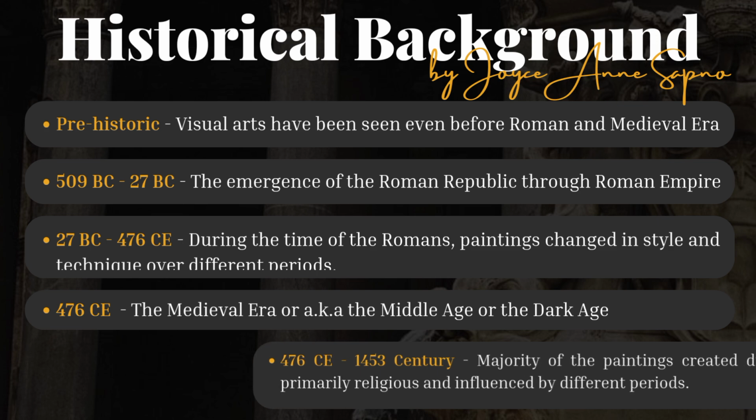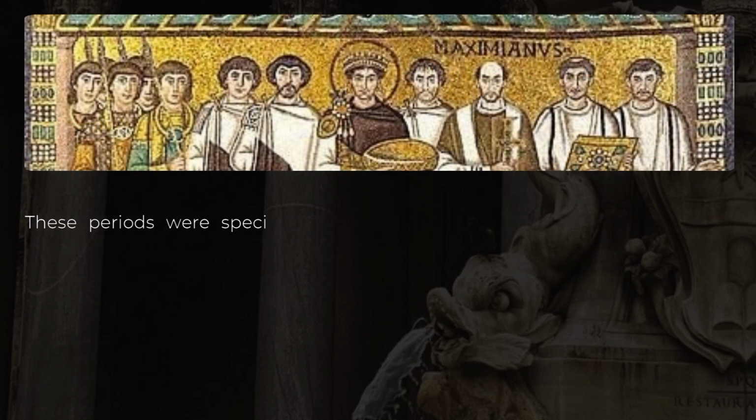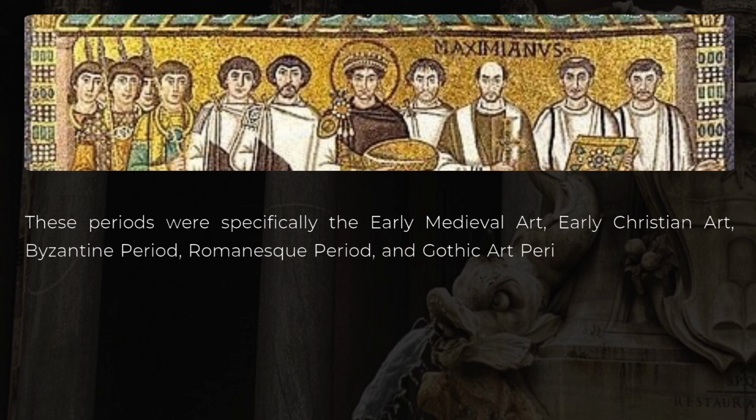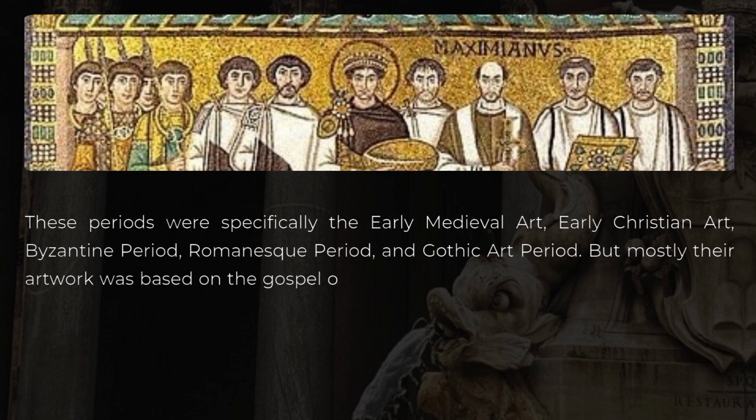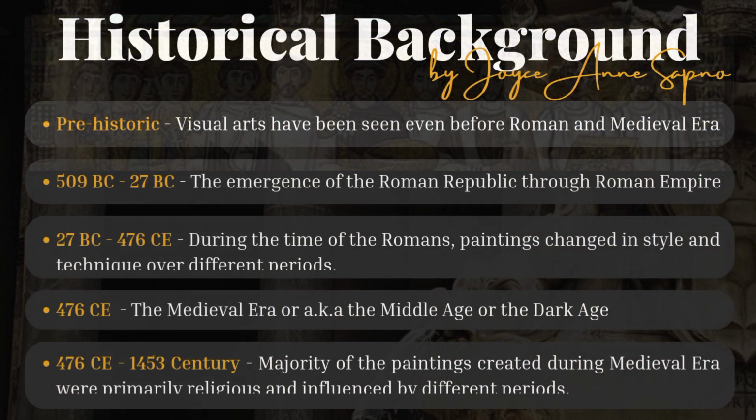The majority of the paintings created during this time were primarily religious and influenced by different periods. These periods were specifically the early medieval art, early Christian art, Byzantine period, Romanesque period, and Gothic art period. But mostly their artwork was based on the gospel of God and God Himself. All in all, paintings at this time focused more on the representation or visualization of the scenes written in the Bible.